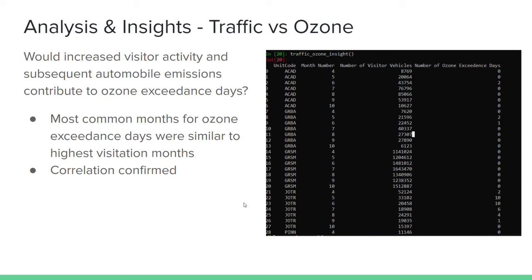This corresponded with the highest traffic days being in the months of June, July, and August, so these are both in the summer months. We were able to conclude that there is a positive correlation between exceedance days and park visitation. This is probably due to the high number of visitors causing unnaturally high numbers of air pollution from both industrial and automobile emissions. For example, a visitor that travels by car and stops at amenities like restrooms, shops, or restaurants, those all contribute to higher concentrations of ozone.